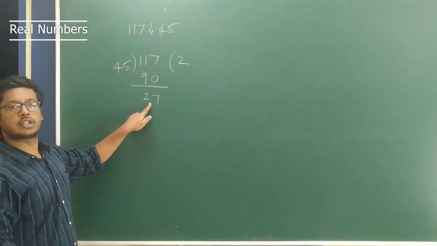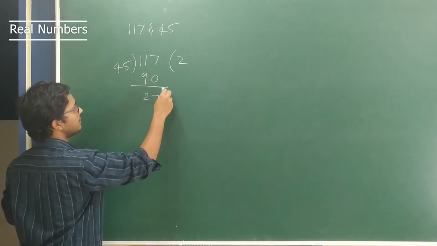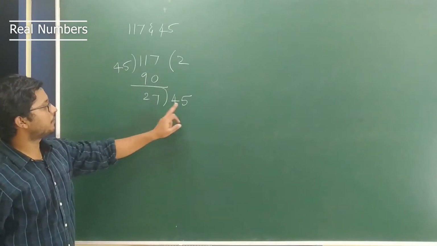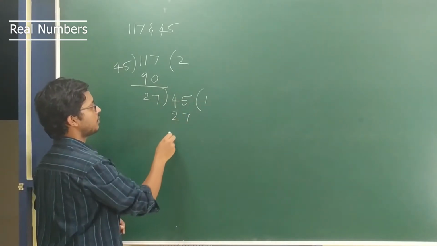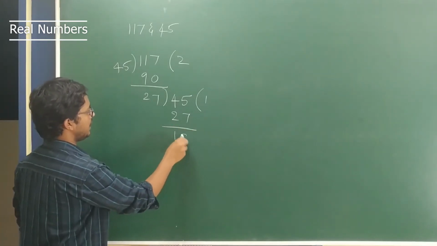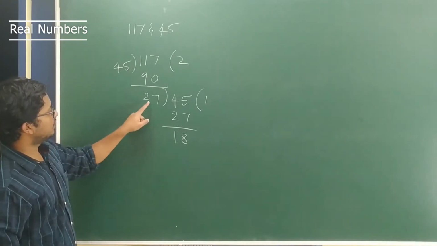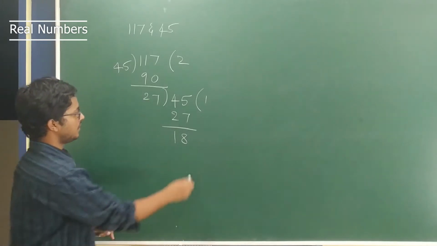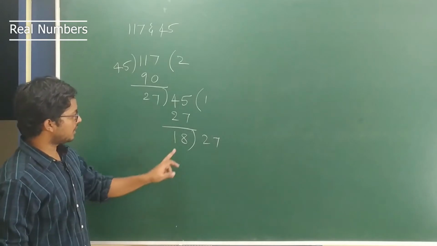Now since the remainder is not 0, again I have to express the divisor in terms of this remainder. So we'll take this divisor and write it here. 27, 2s are 54, so it must be 1s are 27. So 1s are 27, and 18 is the remainder. Correct. Now again, since the remainder is not 0, you express 27 in terms of 18. So you bring 27 down here.